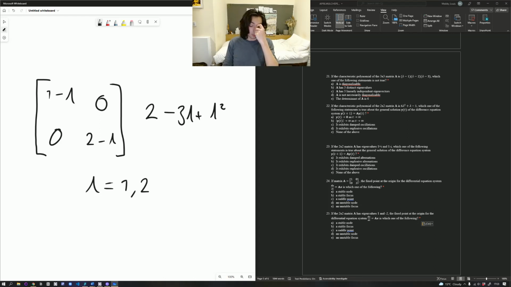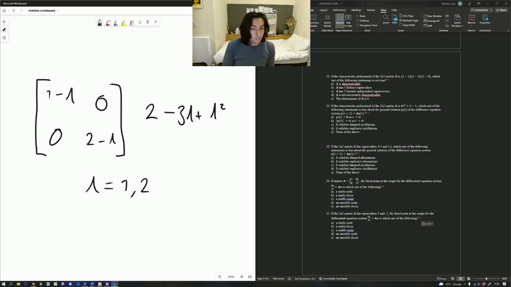But yeah, you want to look here for basically what your roots of the characteristic polynomial are. Because if they're both positive, you've got a source. If they're both negative, you've got a sink. If they have different signs, you've got a saddle. Complex with positive real part is a spiral source. Complex with negative real part is a spiral sink. And then pure imaginary is just a center, which is cool, I think.